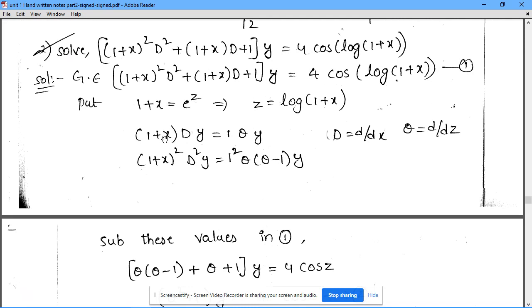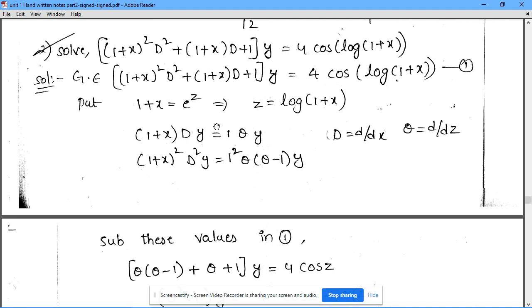1. So (1 plus x) d y is theta y. The x coefficient is a must; here it is 1, so theta y. Suppose the x coefficient is 2, then we have to write 2 here. So (1 plus x) whole square d square y is 1 square into theta into (theta minus 1) y. Suppose there is a term (1 plus x) whole cube d cube in the given sum, then we have to write it as 1 cube into theta (theta minus 1)(theta minus 2) y. But here the operators are D is d by dx and theta is d by dz.